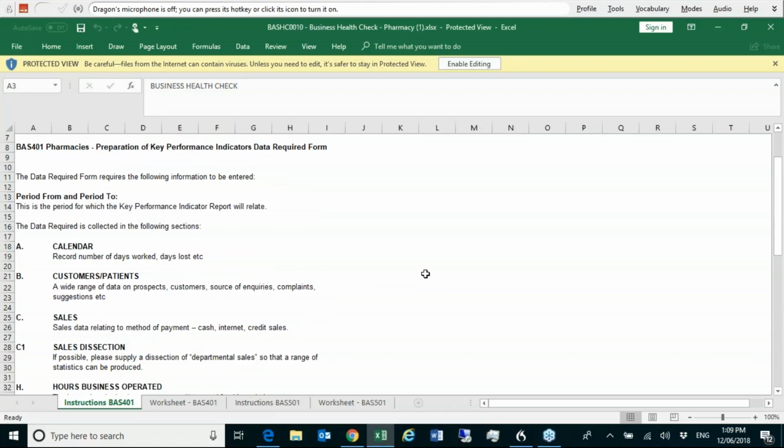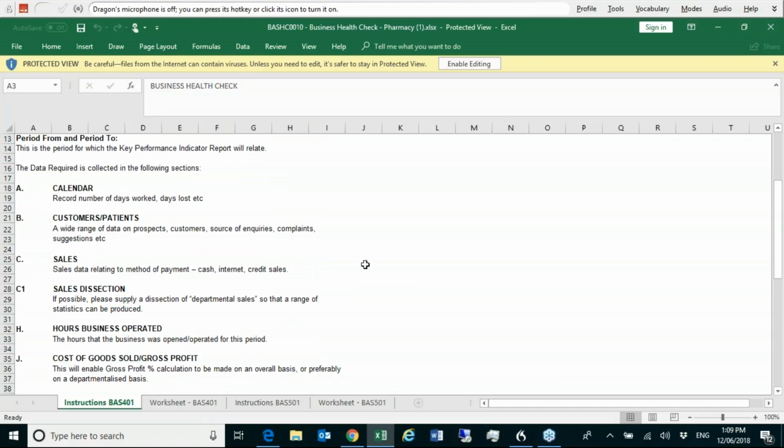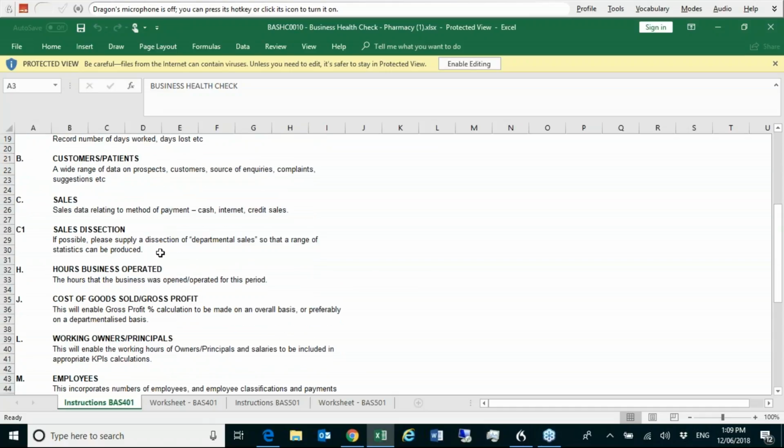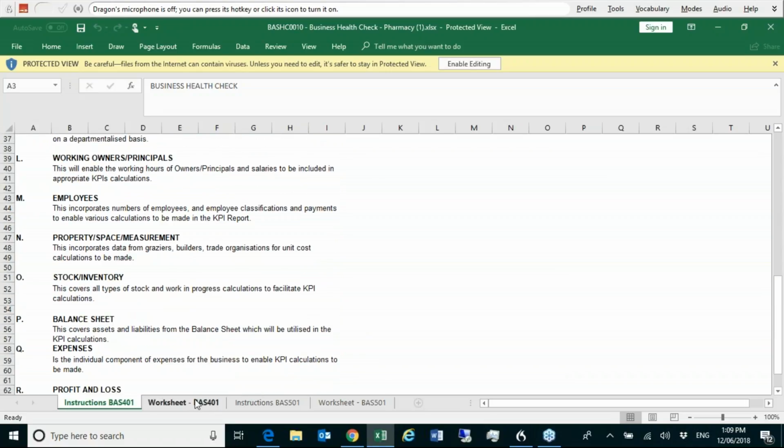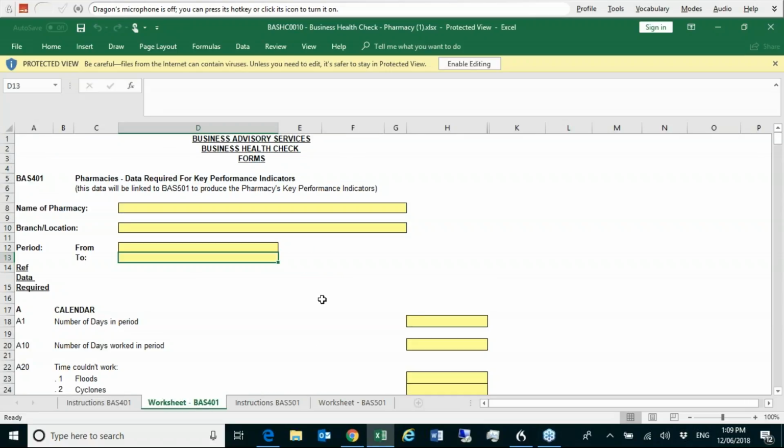And this is the form that I was really looking for. This gives you, first of all, instructions as to what the information is that you're seeking. So please sit down and have a good look at this. And then we've got the workbook. So this is a form, and obviously I'm looking at a pharmacy.